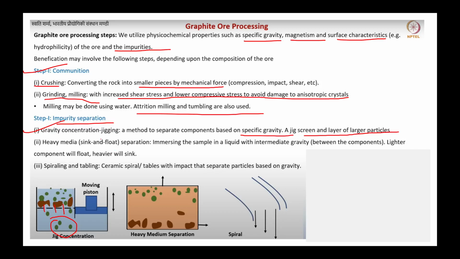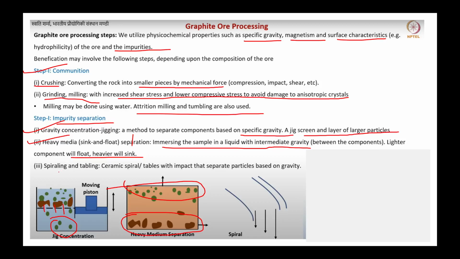Now heavy media, sink and float. How is it done? By immersing the sample in a liquid with intermediate gravity between the components. The lighter component will float and the heavier will dip down and sink. So this is your heavier and this is your lighter, which will float.